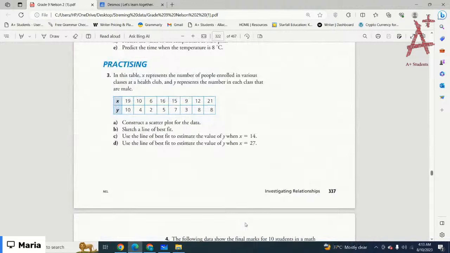Construct a scatter plot for the data, sketch a line of best fit, use the line of best fit to estimate the value of y when x equals 14, and use the line of best fit to estimate the value of y when x equals 27. Let's just start with question number 3.